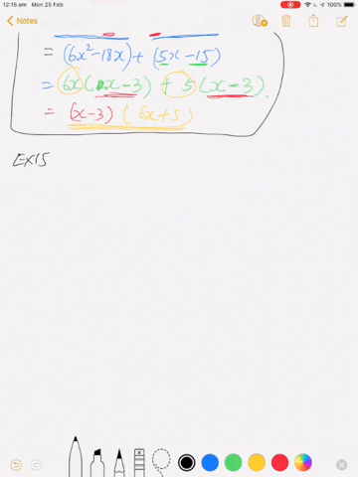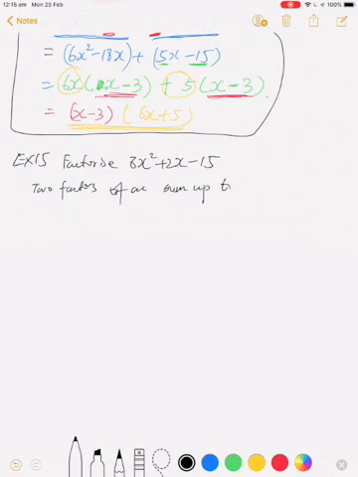What do we got? Example 15. Factorize 8x squared plus 2x minus 15. Again, we know two factors of AC sum up to the value of b.